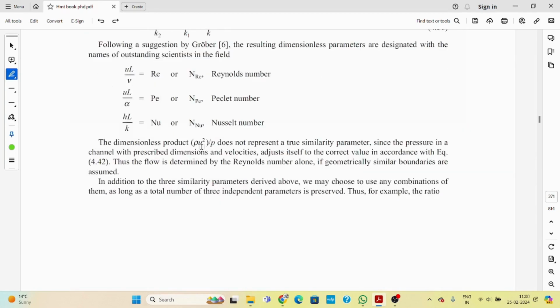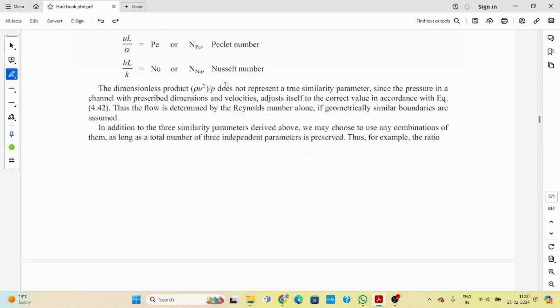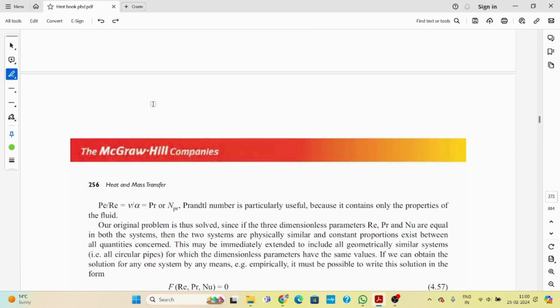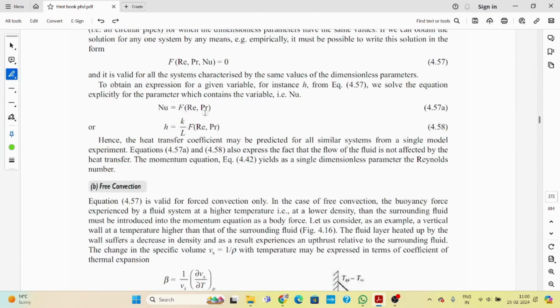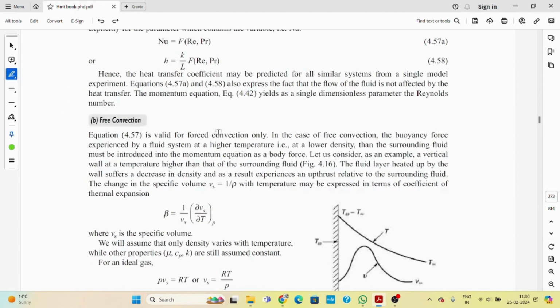Let me see some more things. So the Reynolds number we already saw. Okay, the Dirichlet number you have to remember. It can be asked in the exam. Nusselt number is hL by k. And one more number, the Prandtl number. Okay, so just remember these numbers: Prandtl, Reynolds, Dirichlet, and Nusselt. These are important for your exam as well as your knowledge. So we see here that the Nusselt number is a function of Reynolds and Prandtl. So this is also important. Here you can see the free convection.